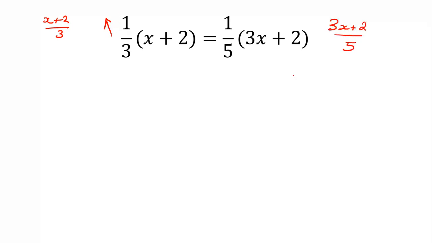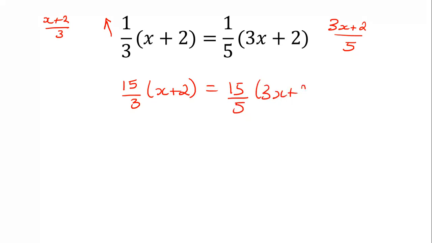So we've got a 3 and a 5. The lowest common multiple of those is 15. So we're going to multiply everything by 15. So you end up with 15 thirds (x + 2) equals 15 fifths (3x + 2). And then 15 divided by 3 is 5. So I have 5 lots of (x + 2). Then 15 divided by 5 is 3. So I have 3 lots of (3x + 2).